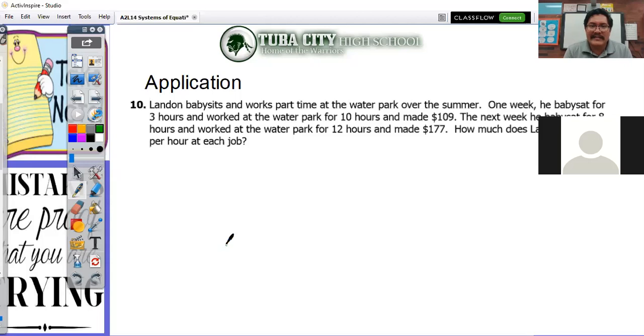Landon babysits and works part-time at the water park over the summer. So one week he babysat for 3 hours and worked at the water park for 10 hours and made $109. The next week, he babysat for 8 hours and worked at the water park for 12 hours and made $177. How much does he make at each of his jobs per hour?